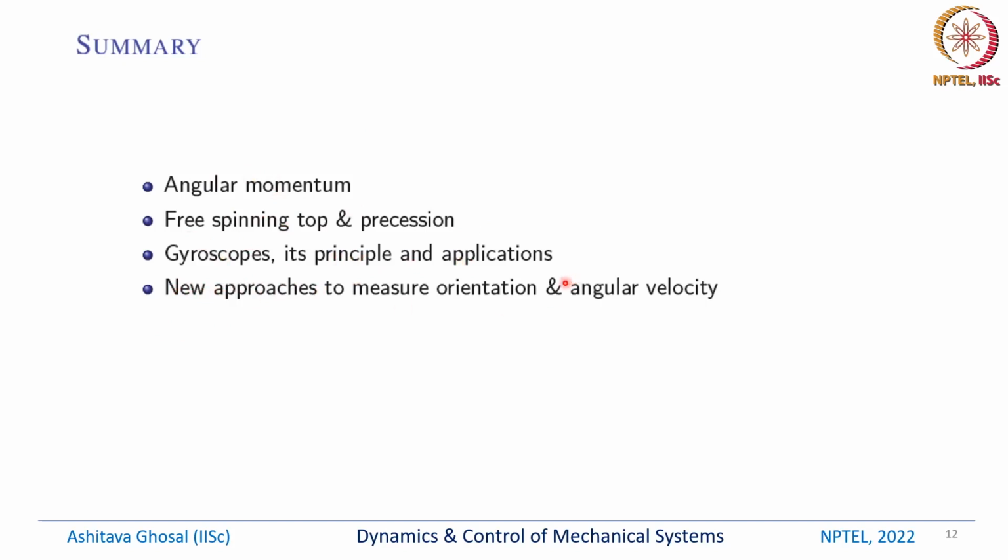So a gyroscope can be used to measure the angular speed or the orientation, and it can also be used to change the orientation of a rigid body, which is often done in spacecraft, or it can be used to stop a rigid body like a boat from rolling. Okay, and I showed you a little bit about how we can measure orientation and angular velocity using more modern techniques like MEMS or even a fiber optic device or a laser.